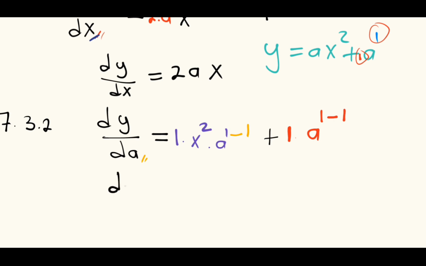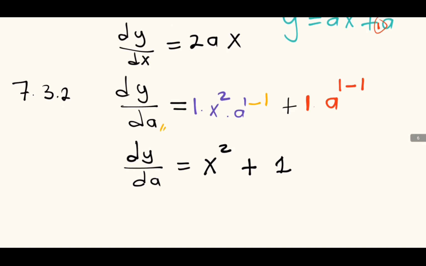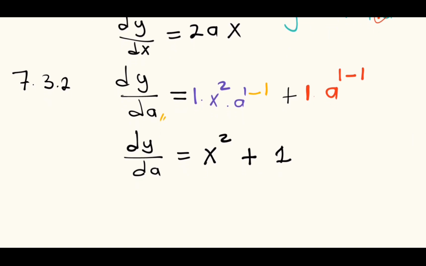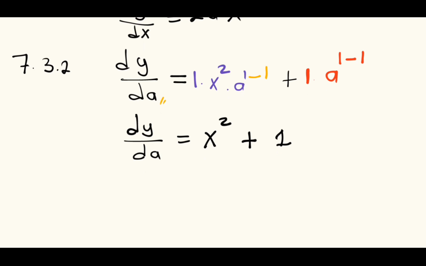So our dy over da will be equal to 1 multiplied by x squared, which is x squared, a to the power 1 minus 1. 1 minus 1 is equal to 0, and a to the power 0 will be equal to 1. That 1 multiplied by the x squared will be equal to x squared. So we have 1. Any number or variable raised to the power 0 is equal to 1. So our dy over da is equal to x squared plus 1.